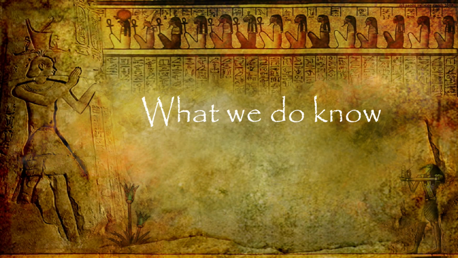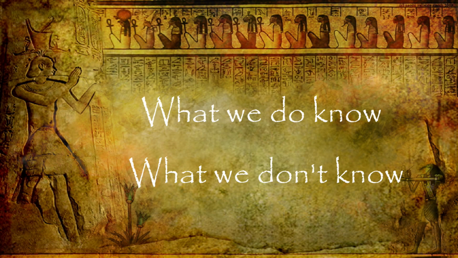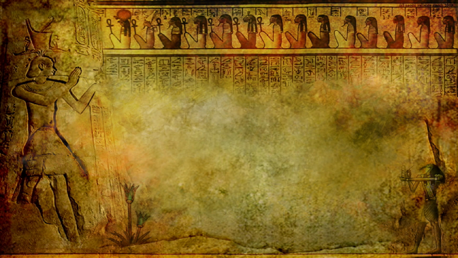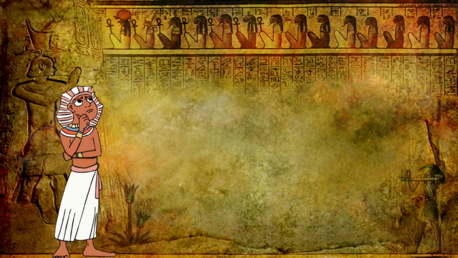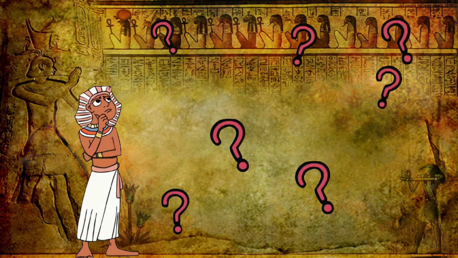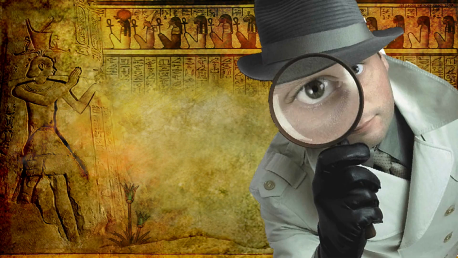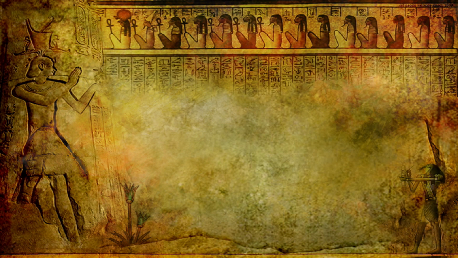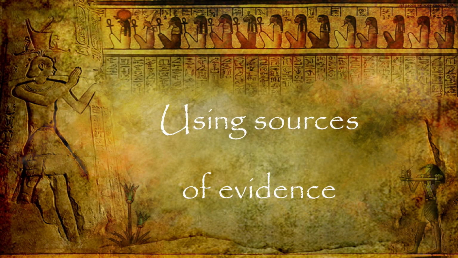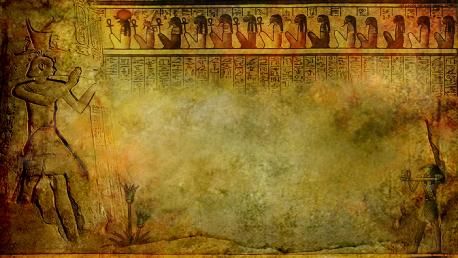So to start with, we're going to find out what we do and what we don't know about the ancient Egyptians. And we're going to begin to ask questions that we might be able to find out about them throughout the topic. To do this, we're going to be analysing different elements of ancient Egyptian life to figure out the different aspects of them. This is really important because it's called using sources of evidence. It's really important for historians and scientists because these give us clues about the people of the past.